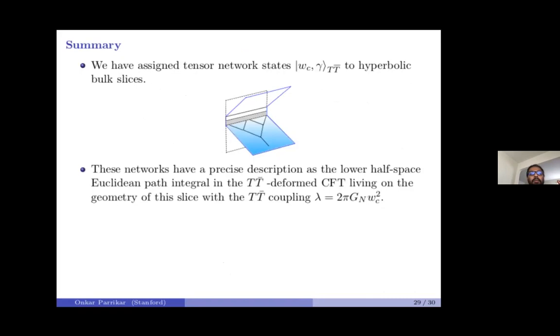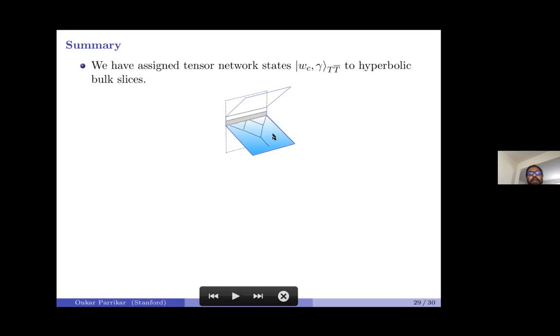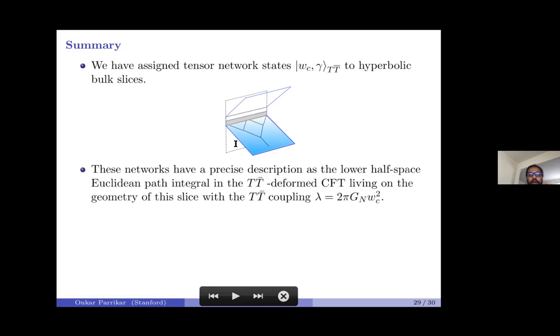So what we've done here is that we've assigned tensor networks or Euclidean path integrals, which you can think of in terms of tensor networks, to these hyperbolic slices in the bulk geometry. The value of the radial coordinate W at which this hyperbolic slice lives is related to the T-Tbar coupling of the field theory in the dual Euclidean path integral. And the induced metric on this folded slice is the background metric for this field theory. So this is what I just said.